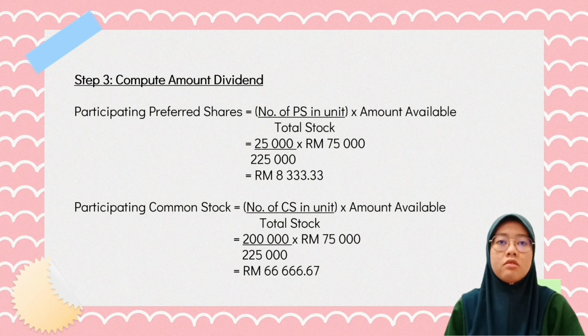For participating common stock, the formula is number of common stock in units divided by total stock and multiplied by amount available. So, 200,000 units divided by 225,000 units and multiplied by 75,000 ringgit, and you will get an amount of 66,666.67 ringgit.